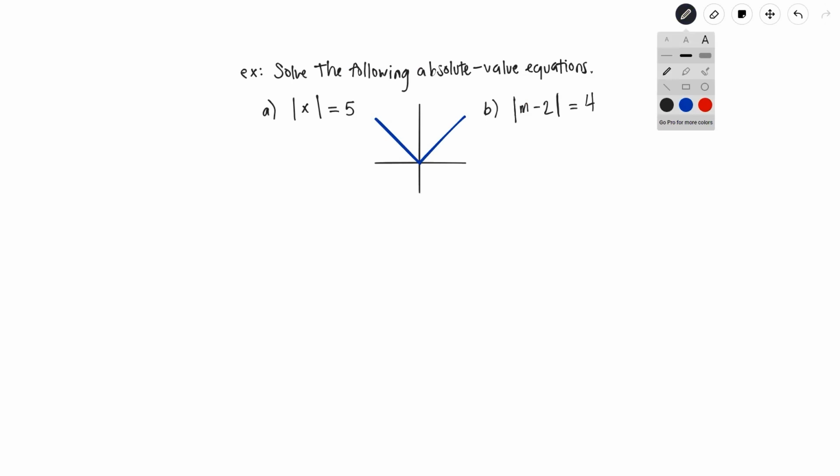Labeling my axes, let's say I have 1, 2, 3, 4, 5. 1, 2, 3, 4, 5. I probably should have labeled these beforehand.